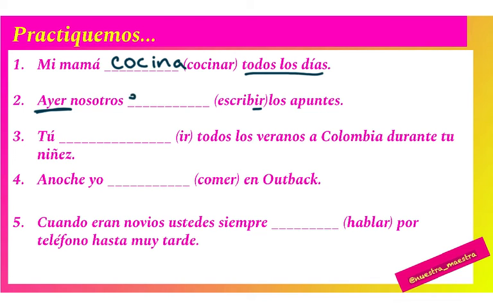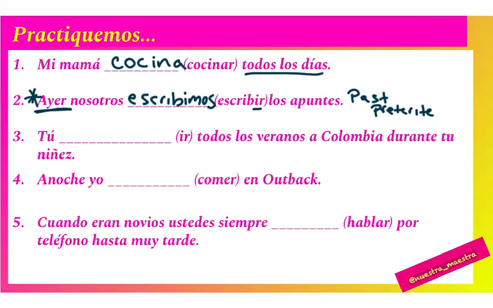Ayer nosotros escribimos los apuntes. Notice the preterite and the present have exactly the same conjugation in the nosotros form. So be careful. However, we know that this is a preterite conjugation because it says ayer. That's what lets us know that we are using a past tense. And because it happened one time, over and done with, we are using the preterite and not the other past that we already know.